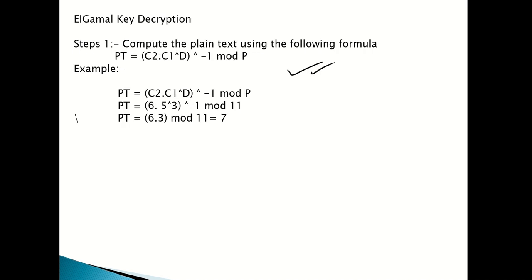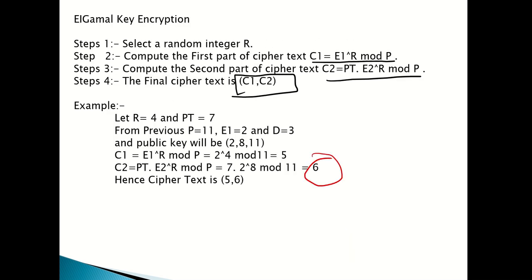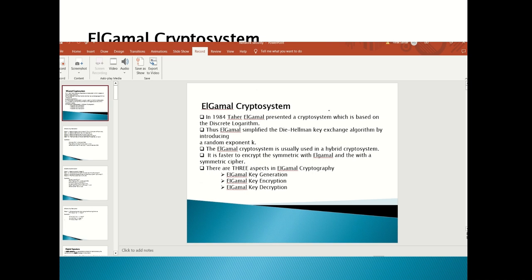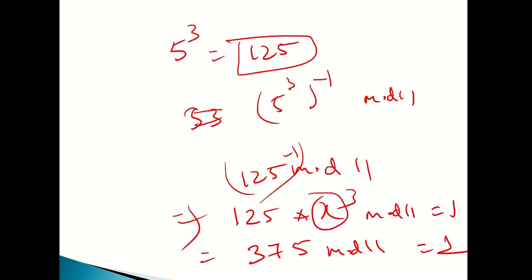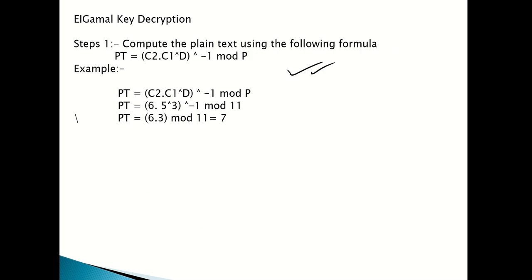Now we have the decryption part. PT is equal to C2 into C1 to the power D inverse mod P, right? Here they have just substituted the values: 6 into 5 to the power 3 inverse mod 11. They just put in the values, but I have explained how you need to find them. So 6 into 3 mod 11, which is 18 mod 11, which is equal to 7. So this is the whole scenario of ElGamal cryptography. There is nothing hard and fast about it. We have already done many such hard algorithms, and this is nothing like that. So that's it. Okay, bye.